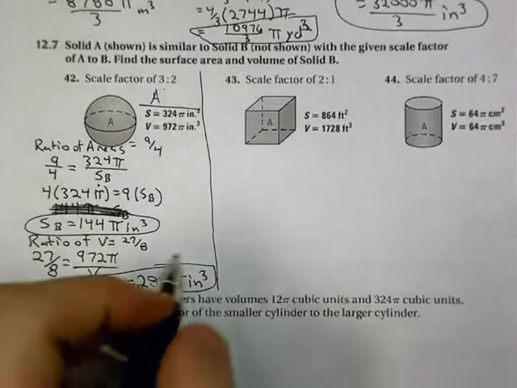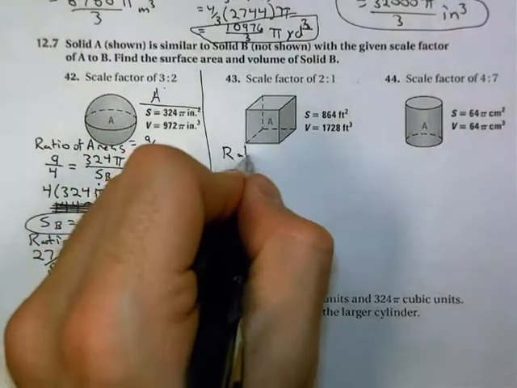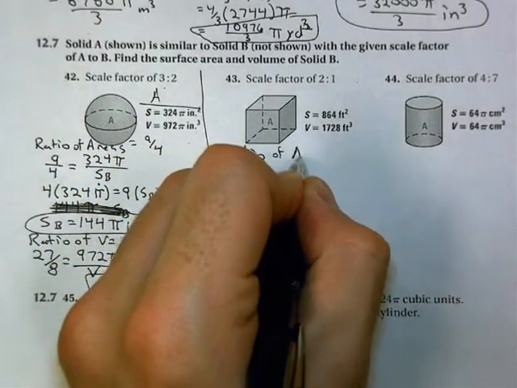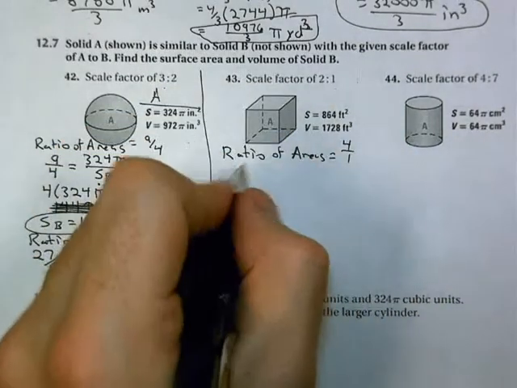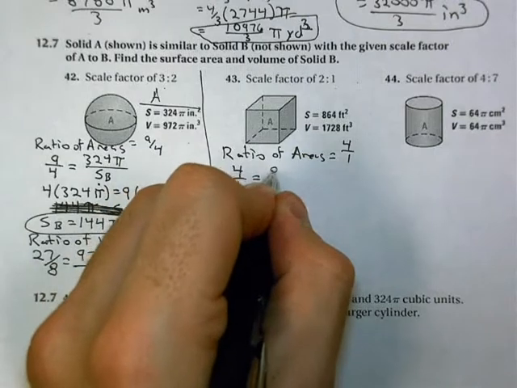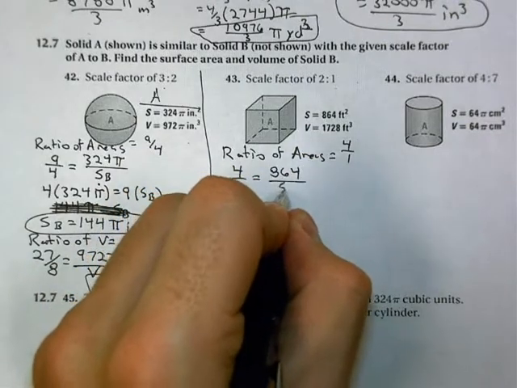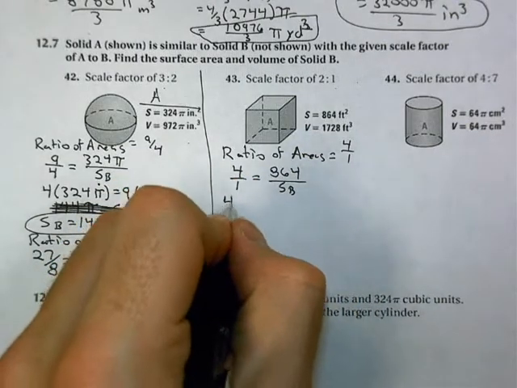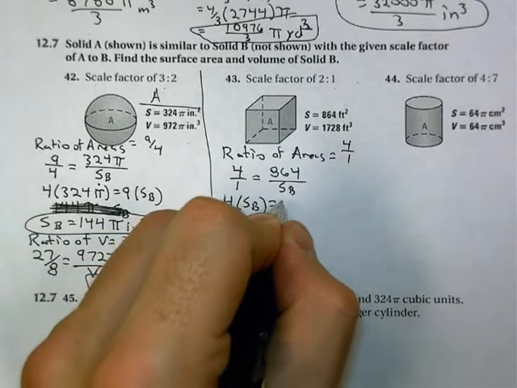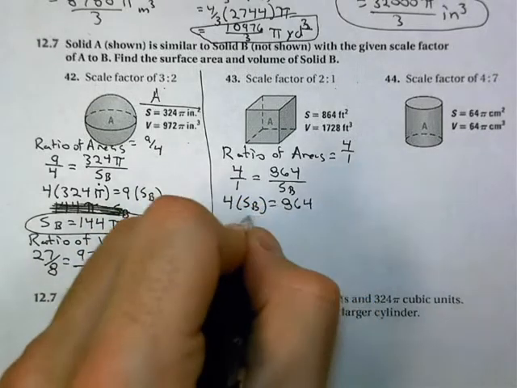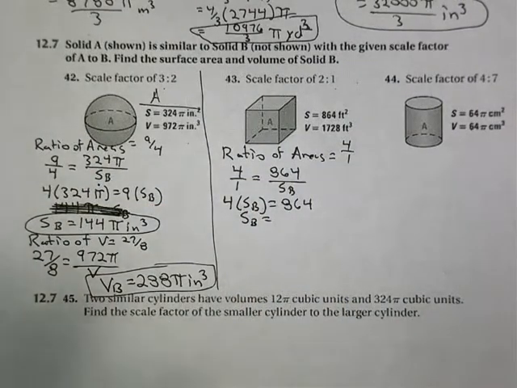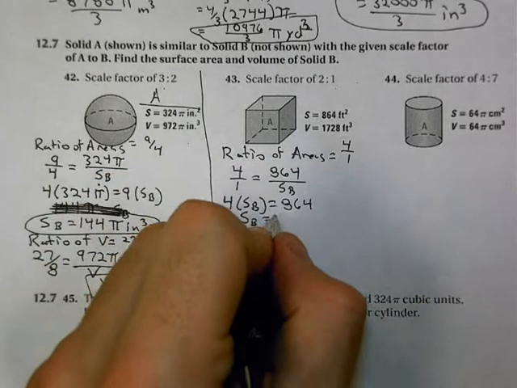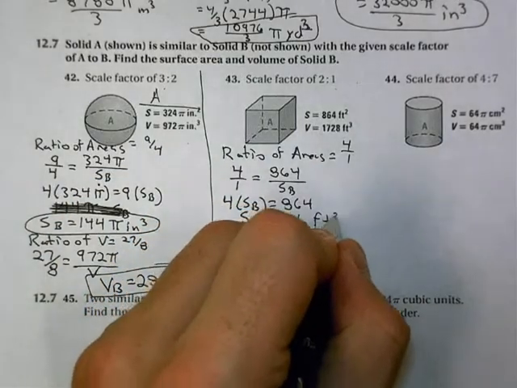Okay, 43, same idea. Ratio of the areas. Well, if it's 2 to 1, then it's going to be 4 to 1. So 4 to 1 equals 864 over the surface area of B. I get 4 times the surface area of B equals 864. So the surface area of B, I just divide 864 by 4, and I get that it is 216 feet squared.